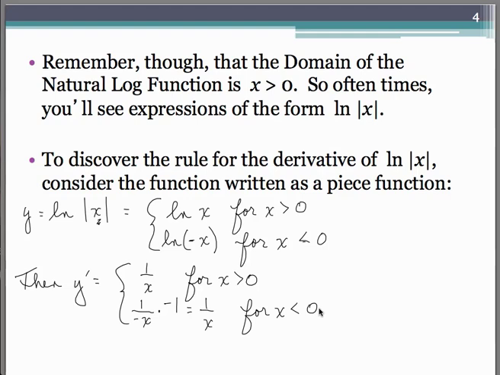So that's one big thing to keep in mind, that regardless of whether you're presented with something of the form y equals natural log of x or y equals natural log of absolute value of x, it is still the same derivative rule.